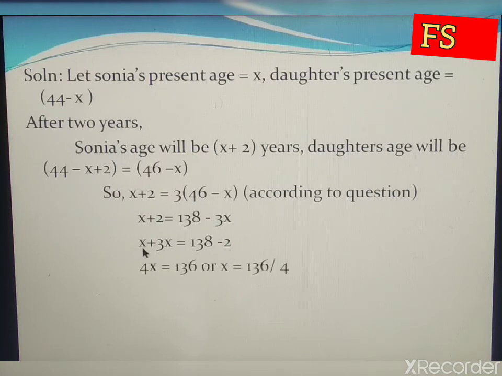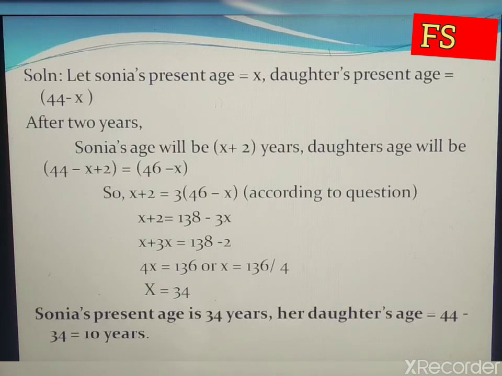So in the next line we are having x plus 3x is 4x and 138 minus 2 is 136, or x is equal to, this 4 will come down. So it will become x is equal to 136 upon 4, which is equal to, on cancelling, we will get 136 divided by 4 is equal to 34. So value of x is equal to 34.